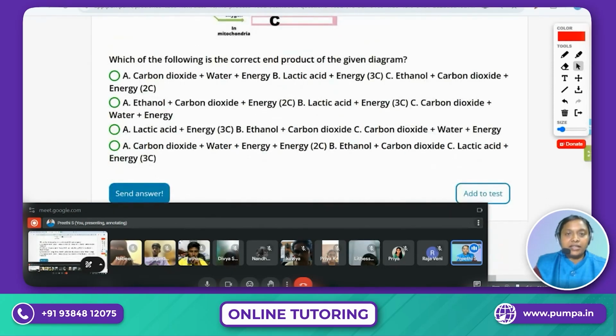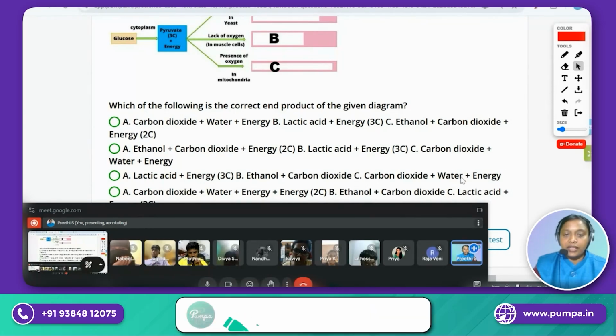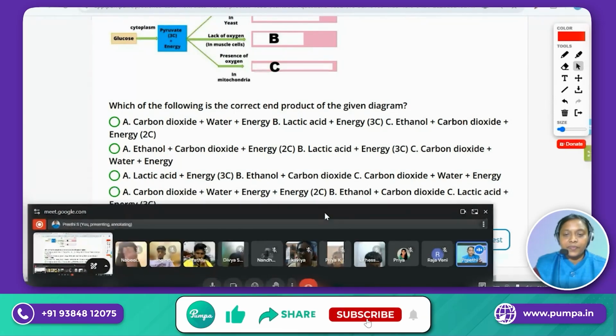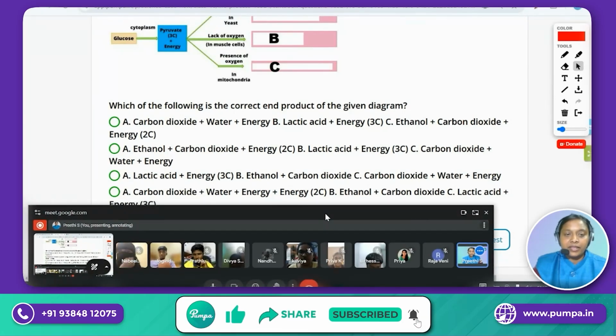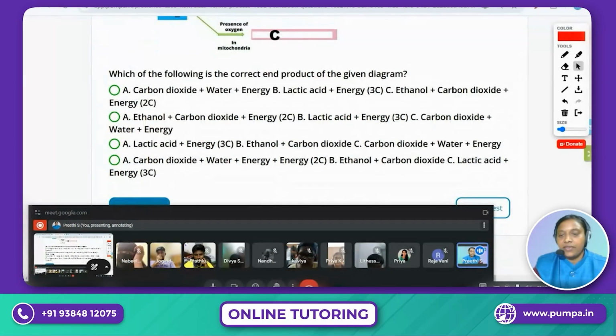Here are the options, children. You can choose. Everyone, Nabila, Sanjay, Pratyush, Divya, Nandana, every one of you. You can guess. Everyone can guess. It's an activity, it's not the test. Even if it is wrong, no issues at all. We are going to learn it.